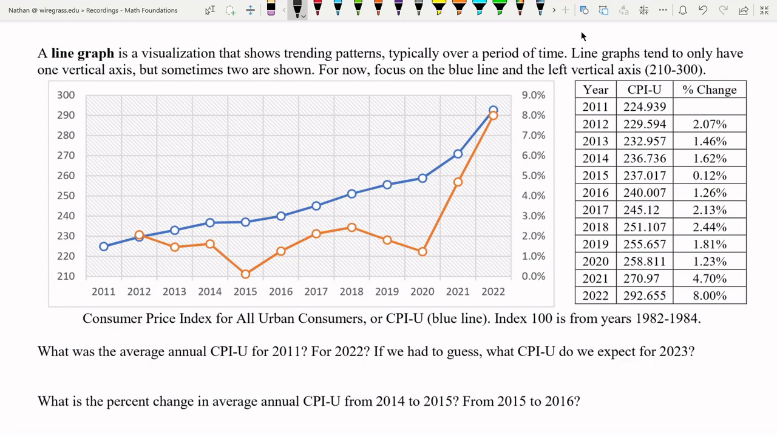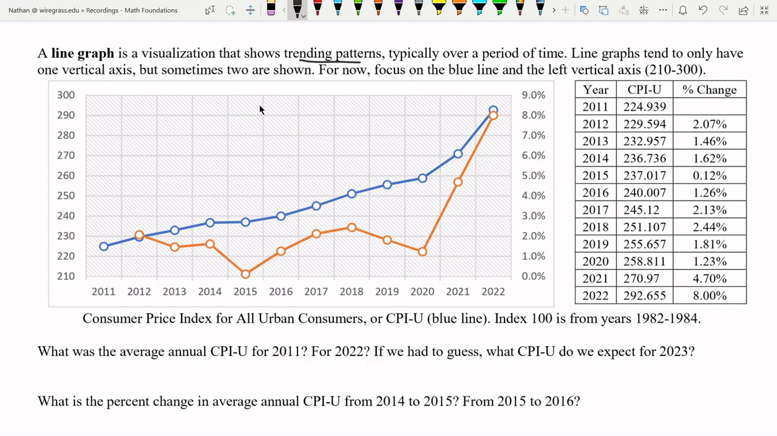A line graph is a visualization that shows trending patterns, and this is going to be typically over some time period. A lot of times you're going to see years, and that's going to show up here on this horizontal axis. Now, line graphs tend to only have one vertical axis. As you can see here, we have two of them. But sometimes two are shown.